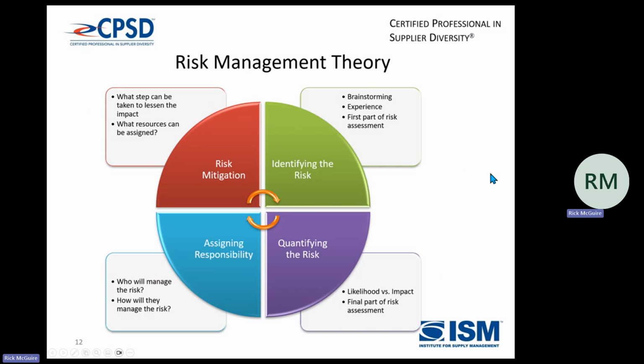So risk management theory. There's really 4 major steps to risk management. Number 1 is identifying the risk. 2 is quantifying it. 3 is assigning responsibility. And 4 is risk mitigation.